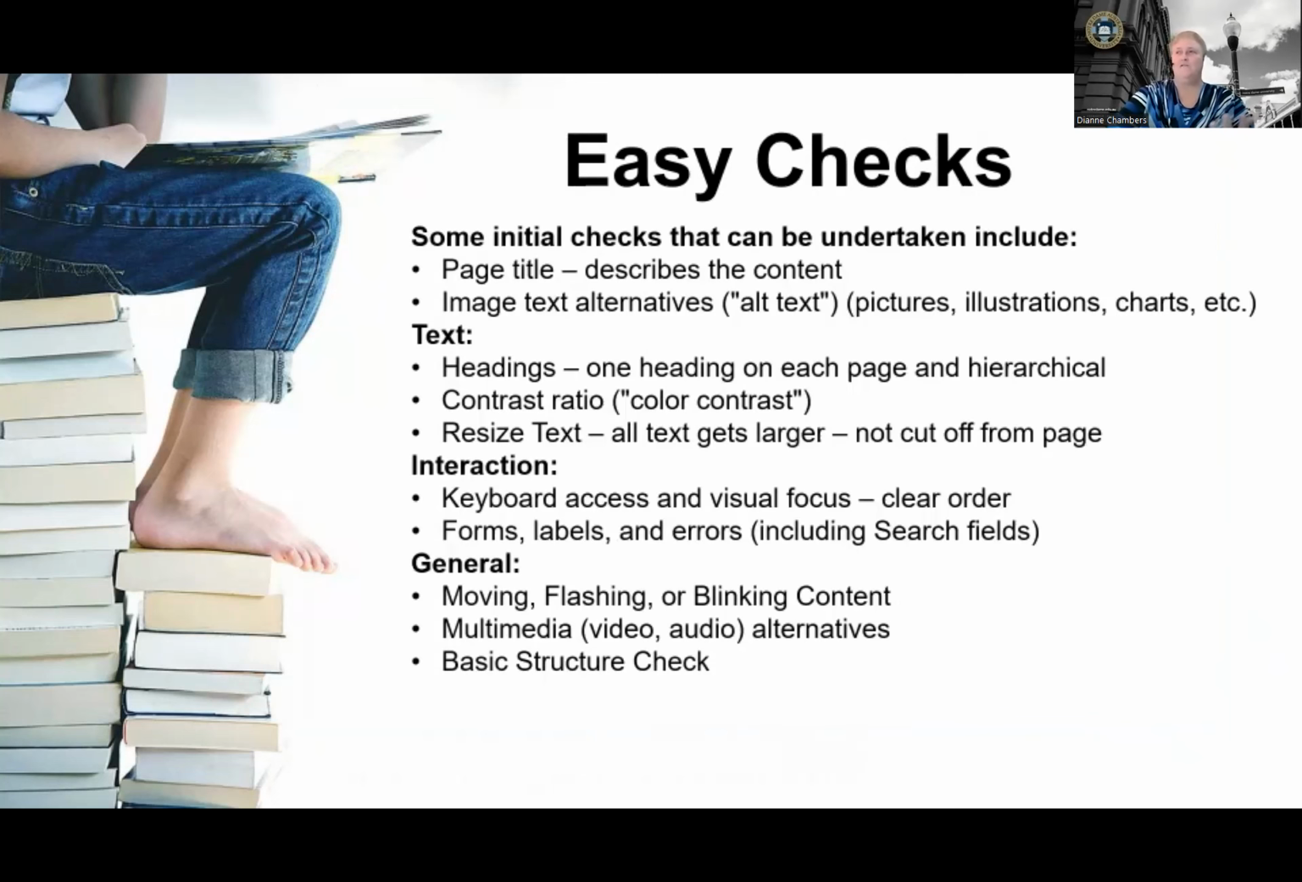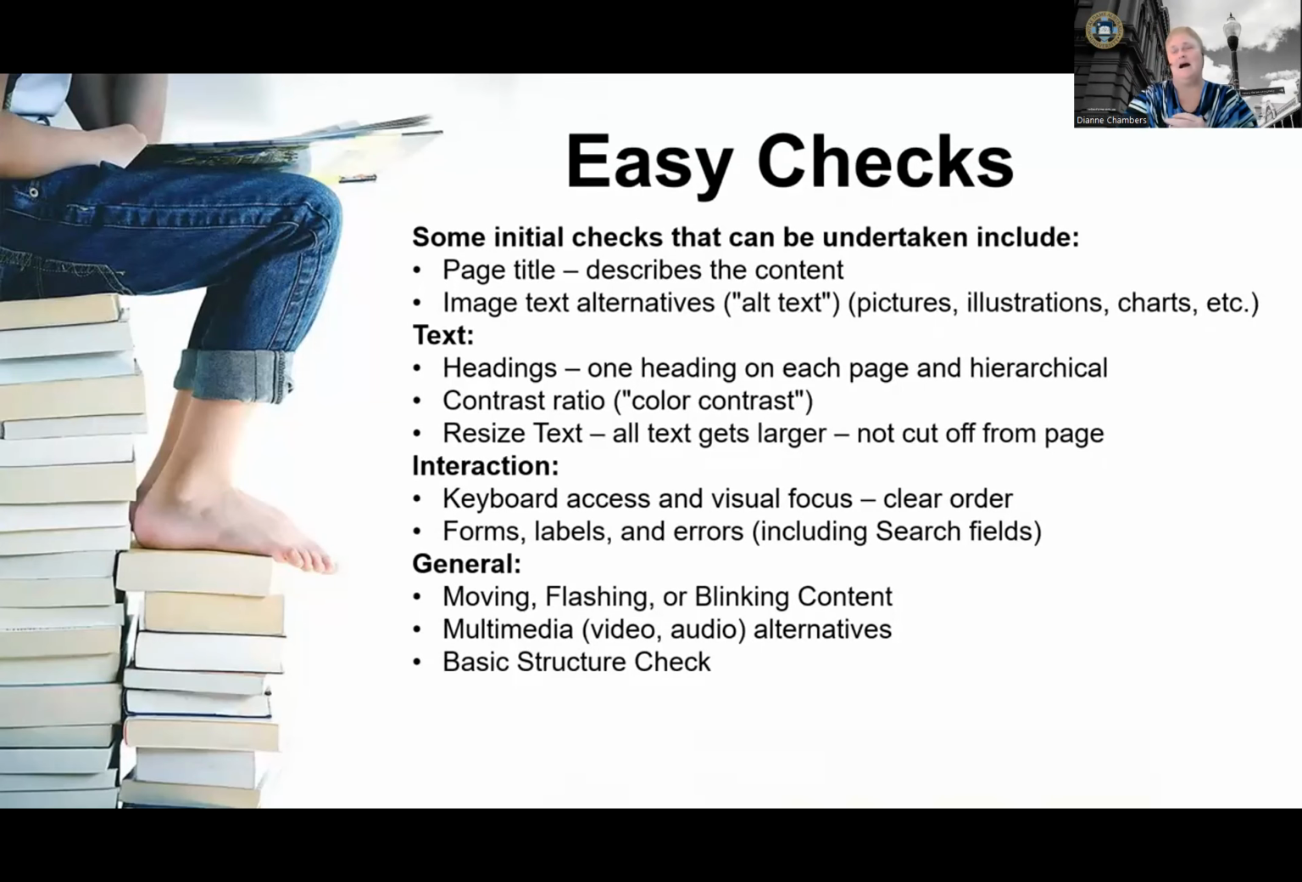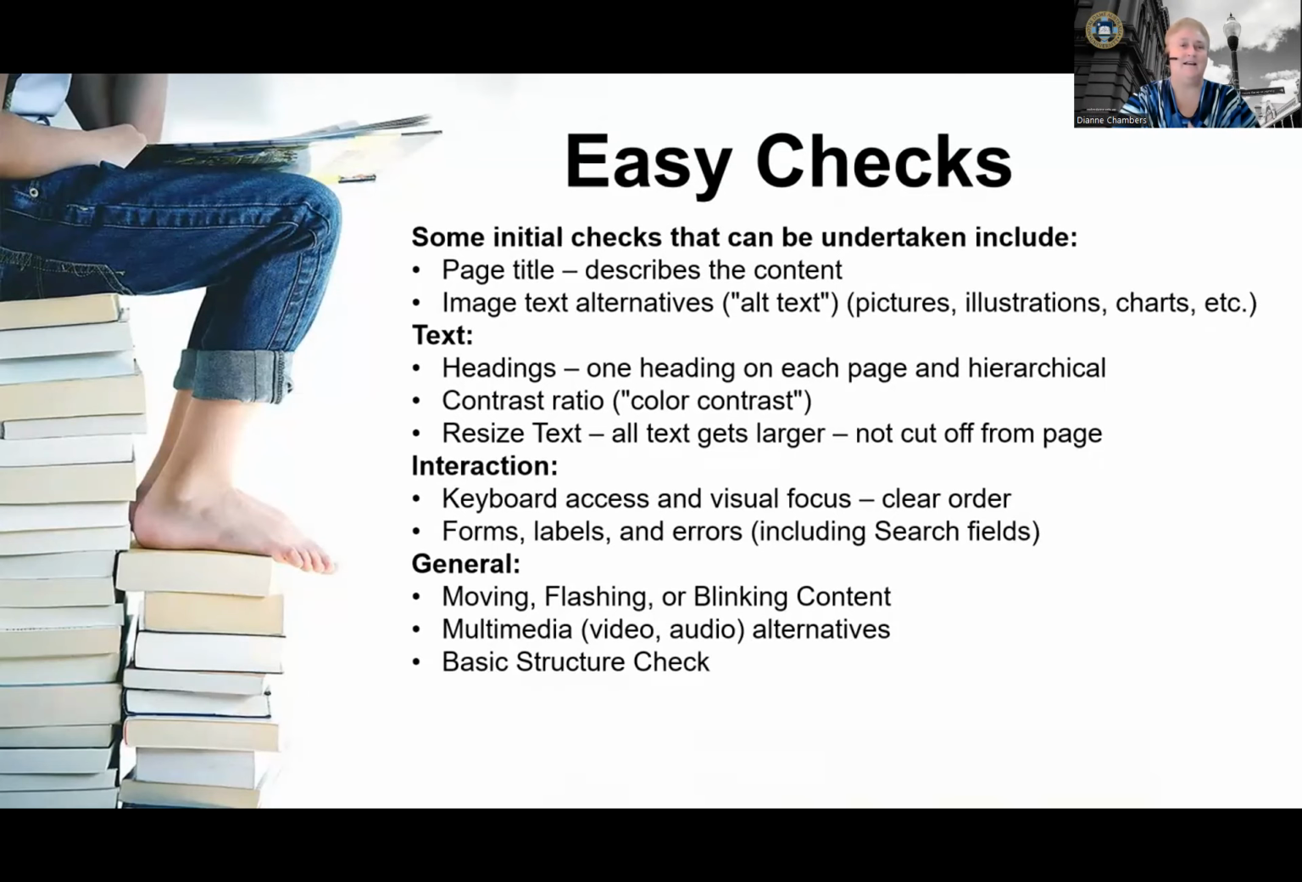Okay. So when we're looking at easy checks, there's a number of different things that we can do. One of the first ones is looking at that title. Does it describe the content, or is it very airy-fairy and doesn't really tell us what's going on with that web page? Is there alternative text for pictures? For people with a vision impairment, that alternative text is vital, because if they're using a screen reader, it will read out what those pictures are. So it can't just say picture, it has to explain what that picture is.